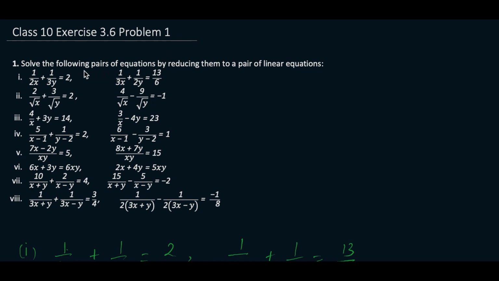Here our question is: solve the following pair of equations by reducing them to a pair of linear equations. We have been given some questions, but the equations are not in the form of linear equations. So we will first convert them into the form of linear equations and then we will get the values of x and y. So let us solve our first question.